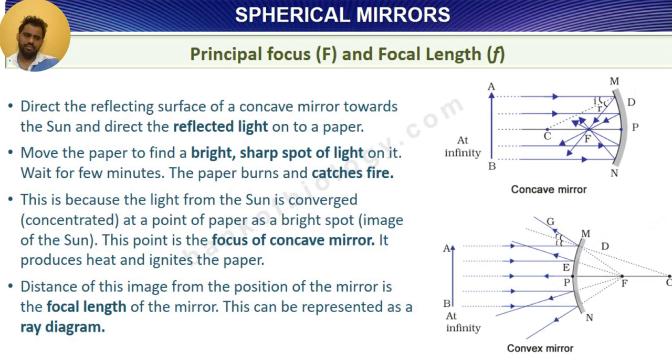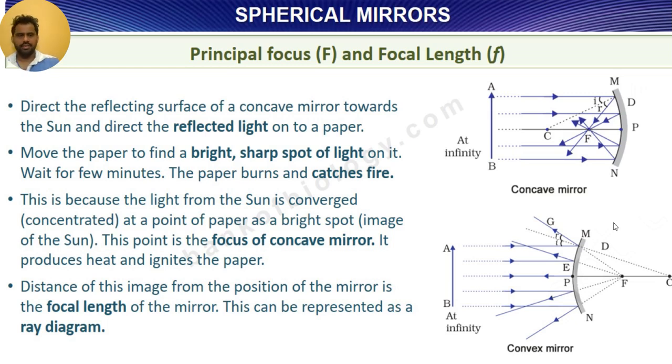The distance of this image from the position of the mirror is the focal length of the mirror. The distance of the image formed from the position of the mirror is called the focal length of the mirror. This is the mirror, this is the focus. This distance PF is the focal length of the mirror.